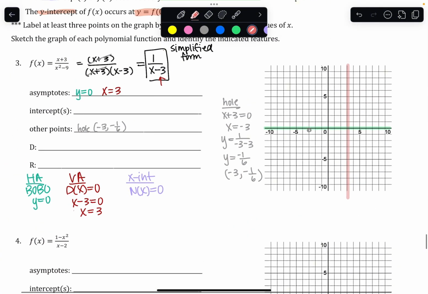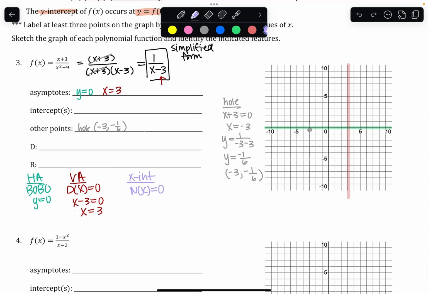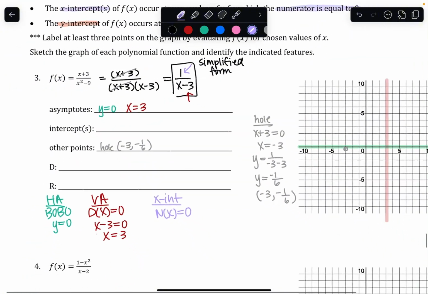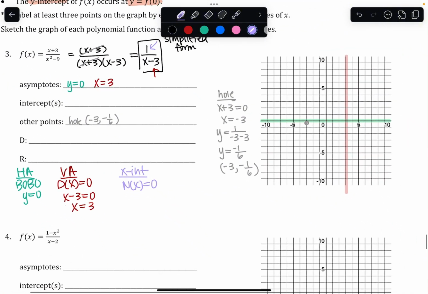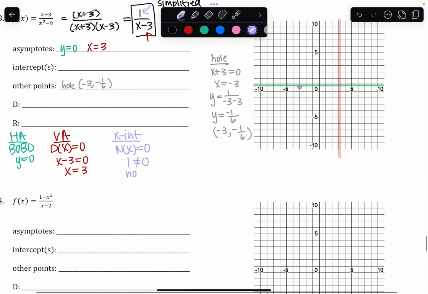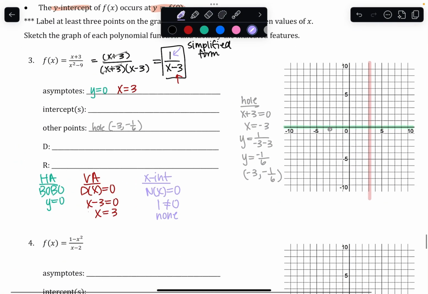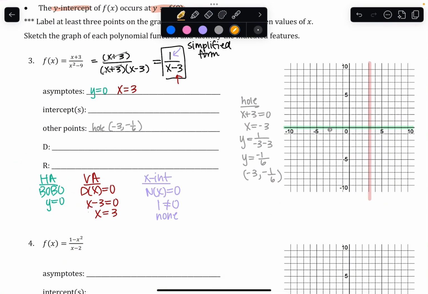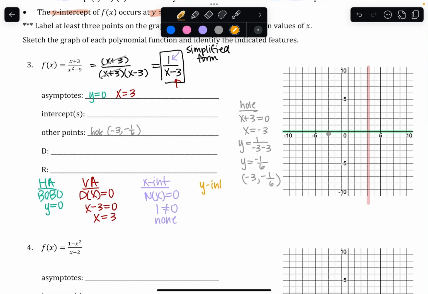For our x-intercept, the numerator is just a 1. And I can't say that enough. Don't go back to this original form, otherwise you're going to say the hole is an x-intercept. And so we only have a 1 left. And so since 1 can't equal 0, there is no x-intercept. For the y-intercept, we plug in 0 for x. Okay, and so plugging in 0 for x gives us a -1/3. And so (0, -1/3) is our y-intercept.